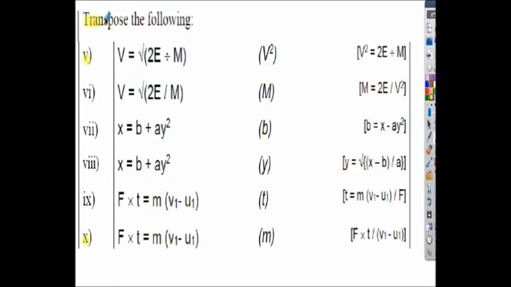We have to transpose the following equation stated for the variable shown in the bracket. So question 5, we've got to rearrange the equation for V squared, question 6 for M, etc. The answers are shown on the right hand side in the square brackets. Just note for reference, this formula here, V is equal to the square root of 2e divided by M, can be written as shown up here.